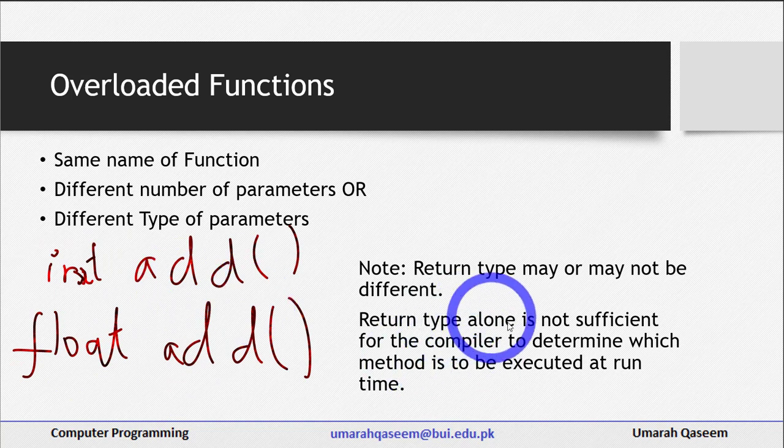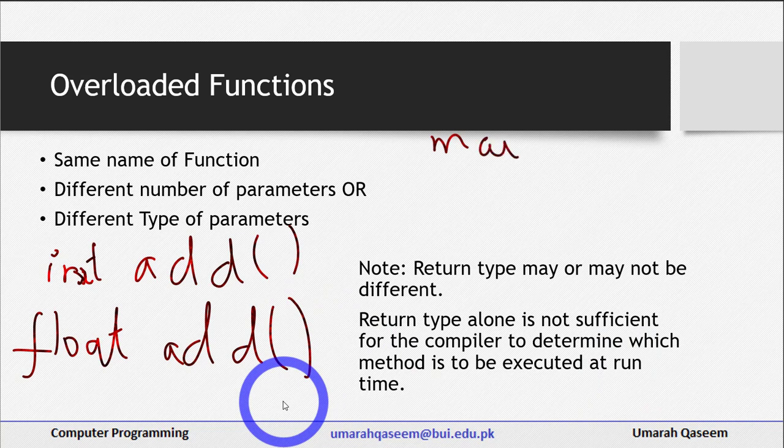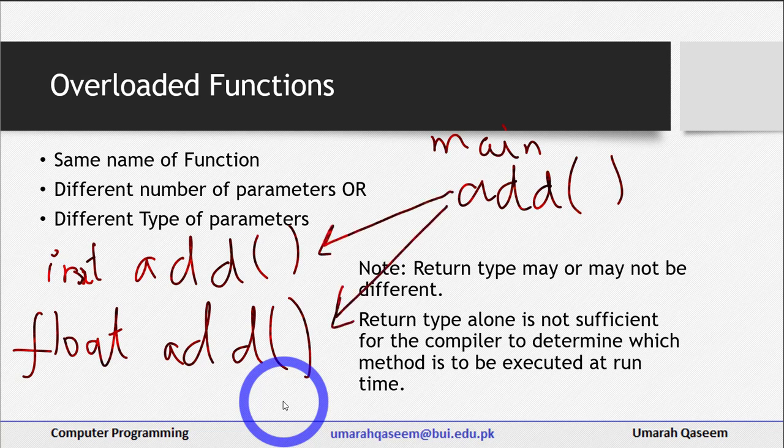Why? Because return type alone is not sufficient for the compiler to determine which method is to be executed at runtime. For example, this is your main program, and in your main program you called add. Now the compiler does not know which add you are calling, this one or this one. So this won't work. This is wrong.